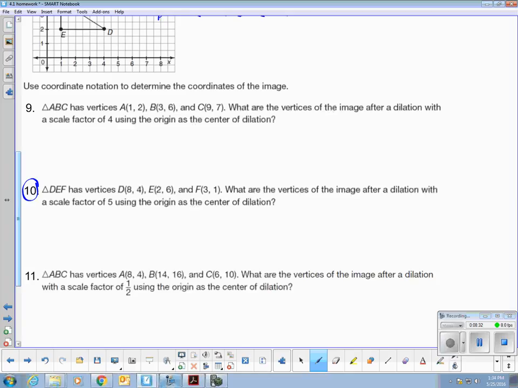Number 10, we have a scale factor of 5, which is another enlargement. So I'm going to take each of the vertices for triangle DEF, and I'm going to multiply each of those values by 5.